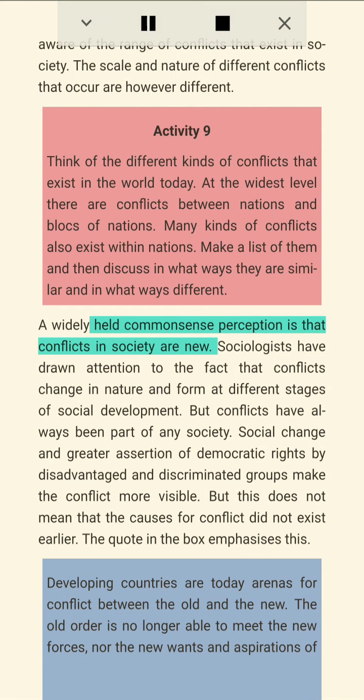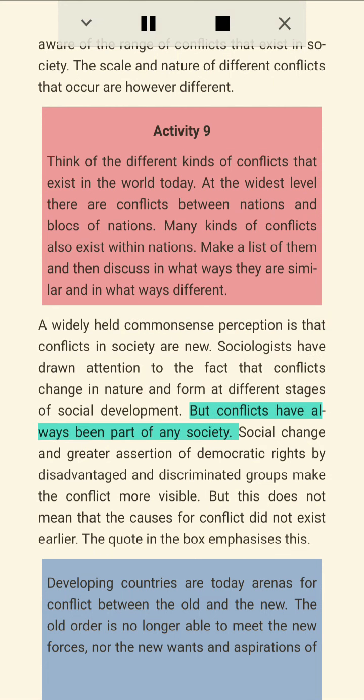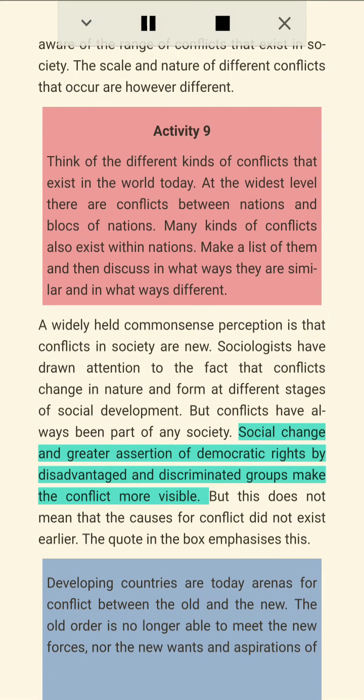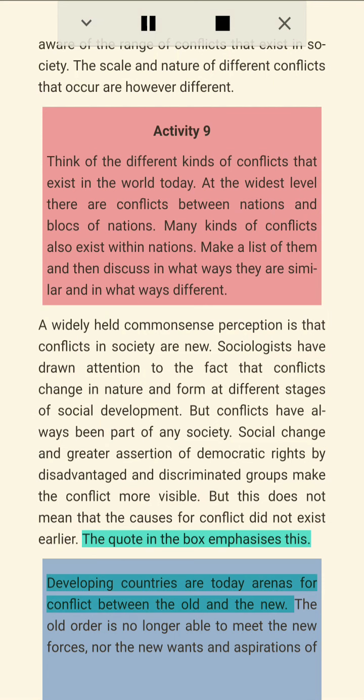A widely held common sense perception is that conflicts in society are new. Sociologists have drawn attention to the fact that conflicts change in nature and form at different stages of social development. But conflicts have always been part of any society. Social change and greater assertion of democratic rights by disadvantaged and discriminated groups make the conflict more visible. But this does not mean that the causes for conflict did not exist earlier. The quote in the box emphasizes this.